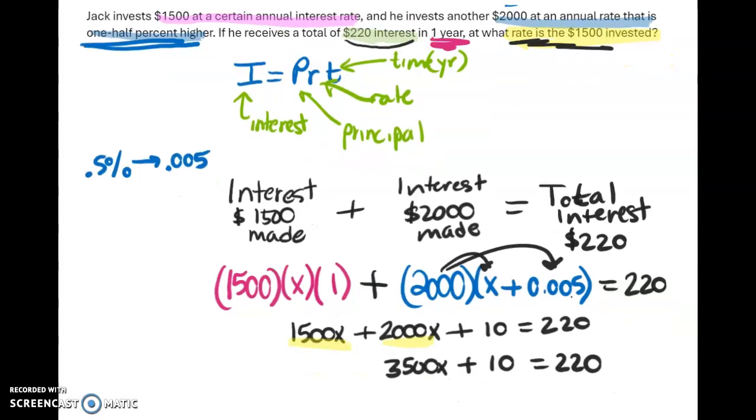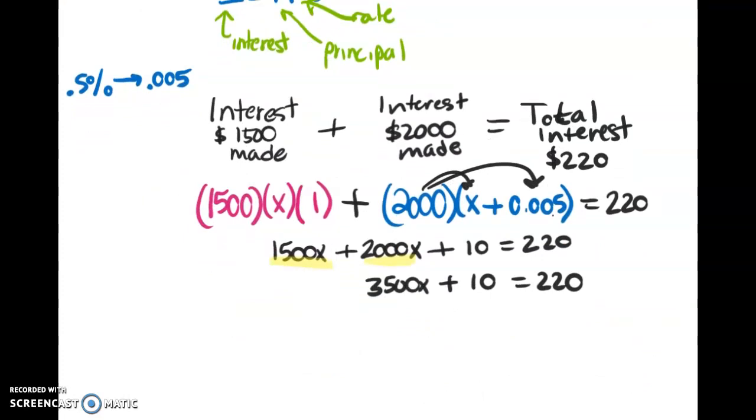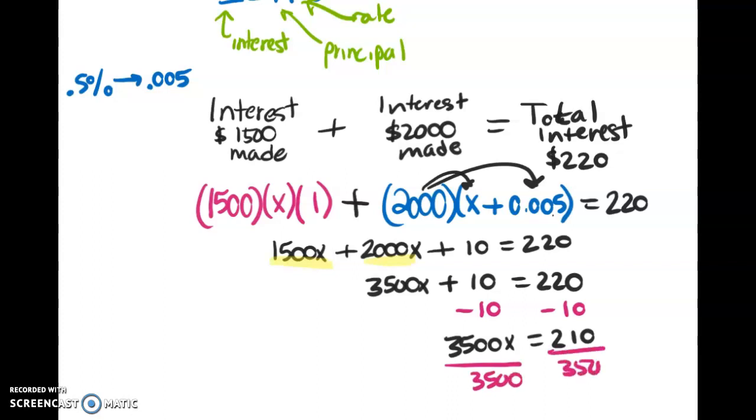And now I just have to solve this problem. So I'm going to isolate the x, so I do that by subtracting 10 from both sides. Then I'll get 3500x is equal to 210. And then lastly, since it is 3500 times x, I will divide both sides by 3500, and I will end up with x is equal to, and then on my calculator, I am taking 210 and dividing it by 3,500, and I get an interest rate 0.06. That is written in decimal form.